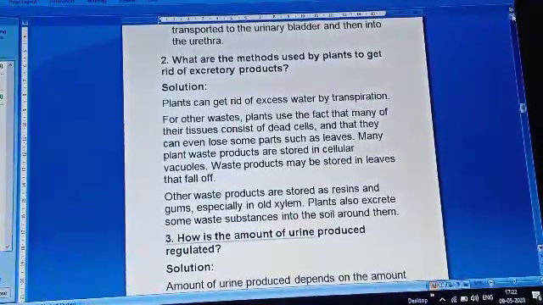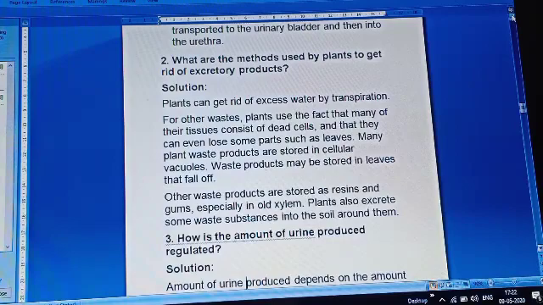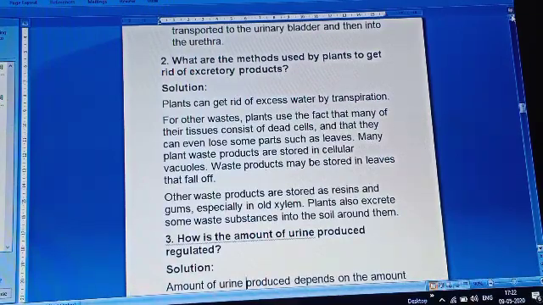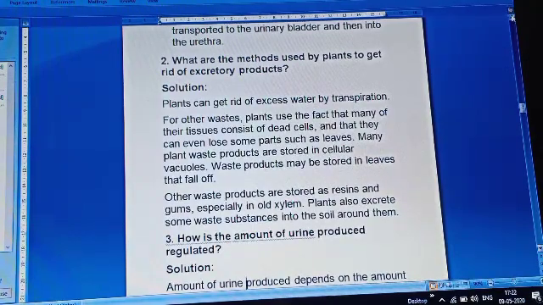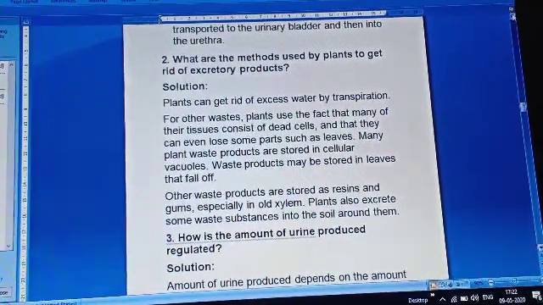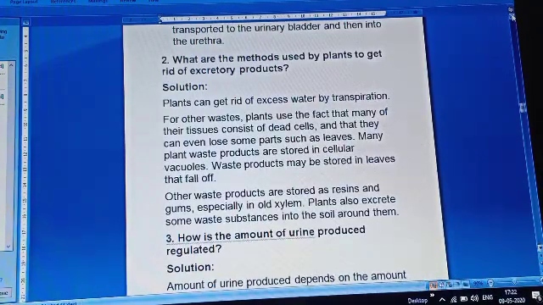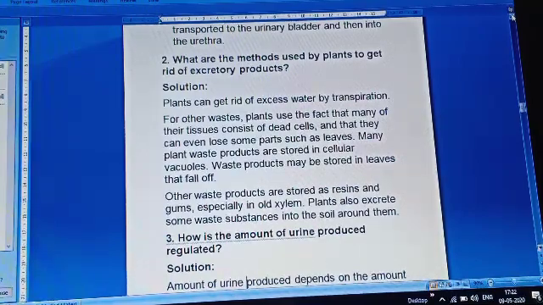Let's see another question, that is, what are the methods used by the plant to excrete the excretory product? In this question you have to write about the plant excretory system. As we know, the excess water present in the plant is lost as water vapor through the stomata. This process is known as transpiration.